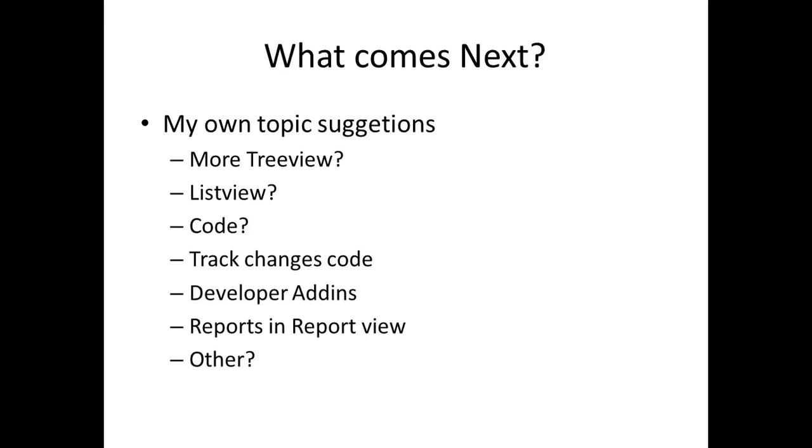My own topic suggestions is that I can talk more about tree view. I can talk about list views. I can show various bits of code I have. I have a quite excellent application on tracking changes. You can also download that from my website, www.smileycoder.com. It basically implements track changes like Word has it. You can use that for memo fields. You can use it to compare different versions if you're into version control, which is stuff I do a lot of.